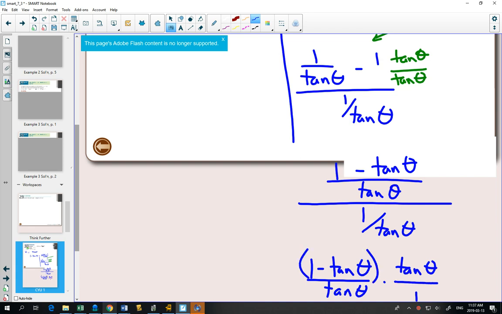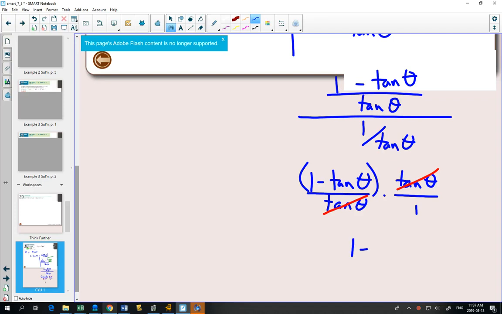This one gets grouped together because of the minus sign, but this factor and this factor are identical, so they can simplify. And I get 1 minus tan theta. Therefore, left side is equal to the right side. And we're done.